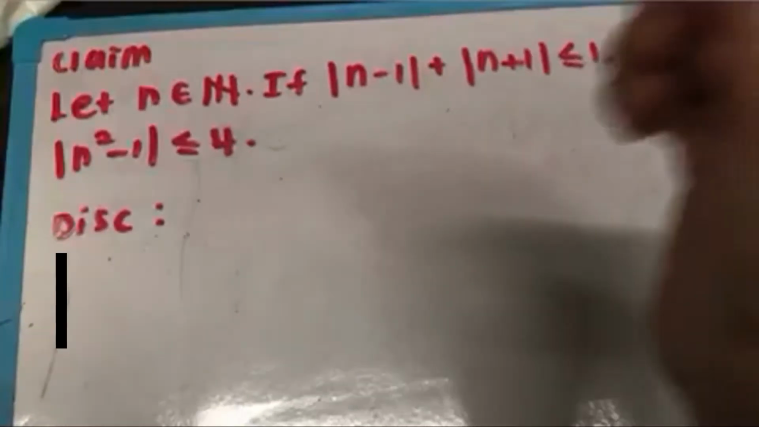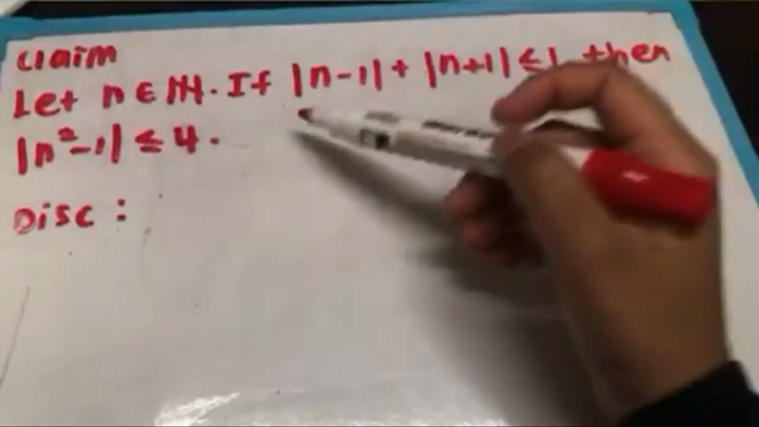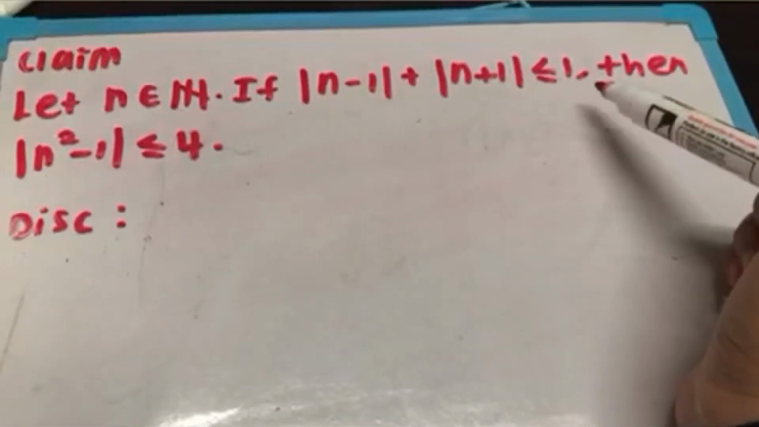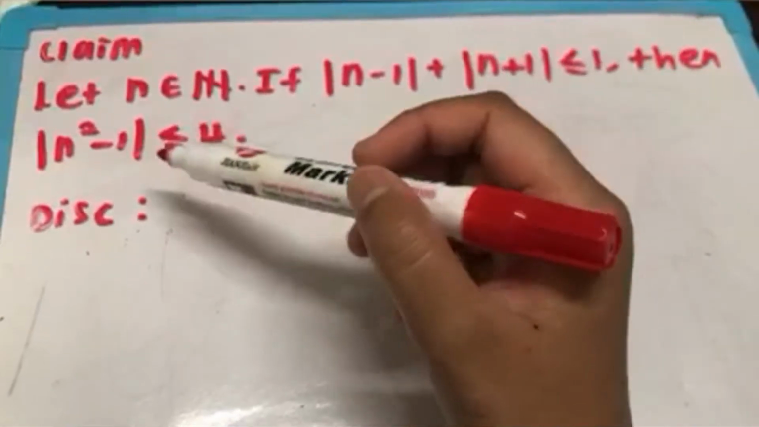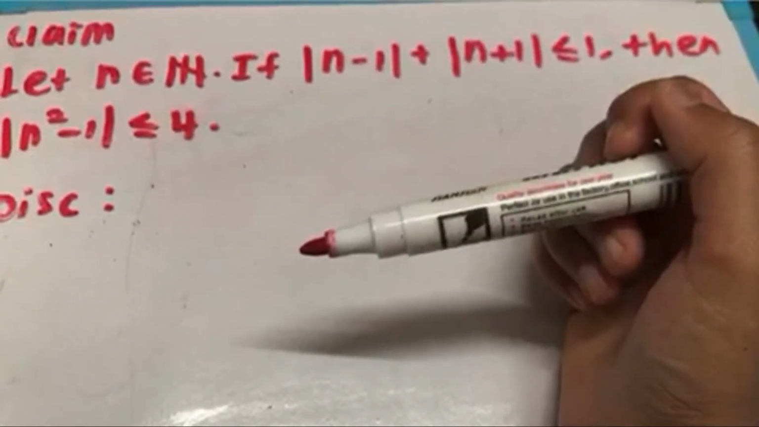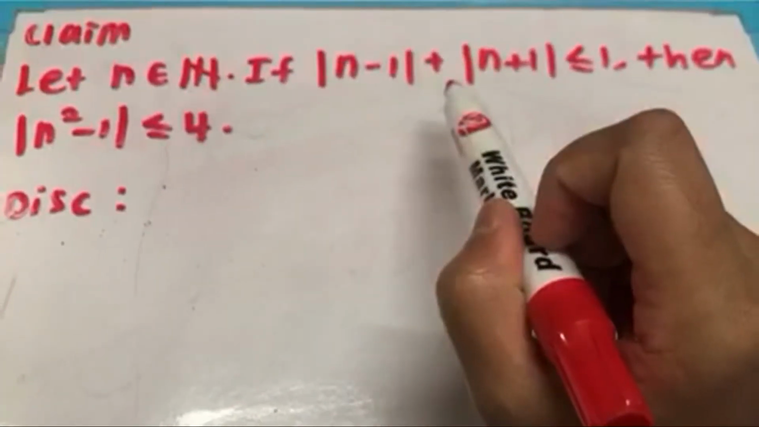Okay, so this claim is: let n be a natural number, if absolute value of n minus 1 plus absolute value of n plus 1 is less than or equal to 1, then absolute value of n squared minus 1 is less than or equal to 4. Now, I'm going to prove this as a vacuous proof, and I want to show that the first claim is actually false.